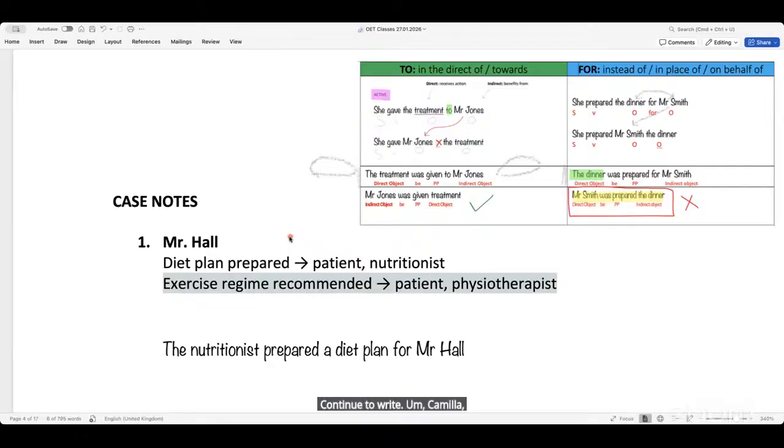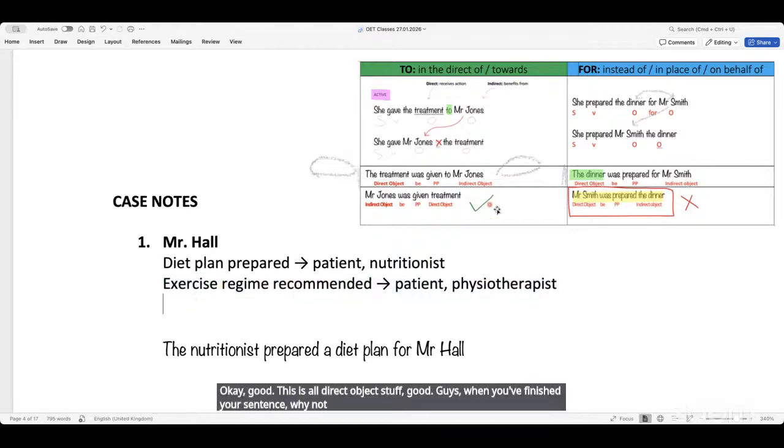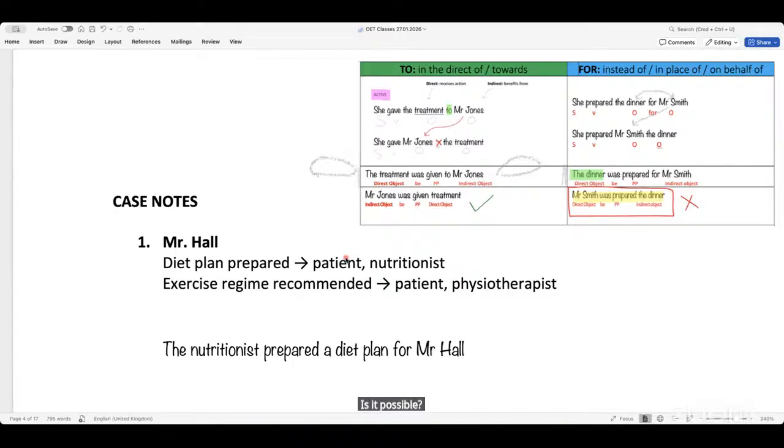Camilla, yes. Pablo. Yes, Neri, good. Suha, so you're doing the second one. The external was recommended. Okay, good. This is all direct object stuff. Good. Guys, when you finish your sentence, why not try something with the indirect object? Is it possible? Ertan, correct. Lorena, you need the diet plan, Lorena. The diet plan was prepared. Eski, correct. Shaza, correct. Van, correct. Berke.